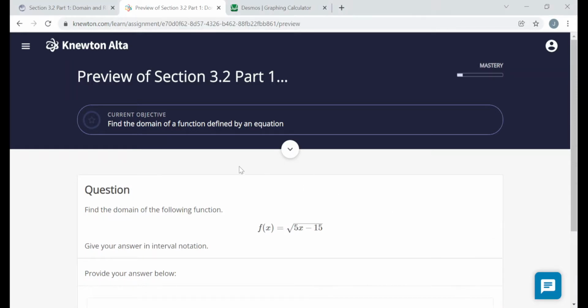All right, so here we're on the other objective. Find the domain of a function defined by an equation. So notice it's just the domain. And remember, the domain is the set of all the inputs. All right, so I'll write this function out here, and then just talk with you a little bit about what you're looking out for when finding the domain of a function based on its equation.